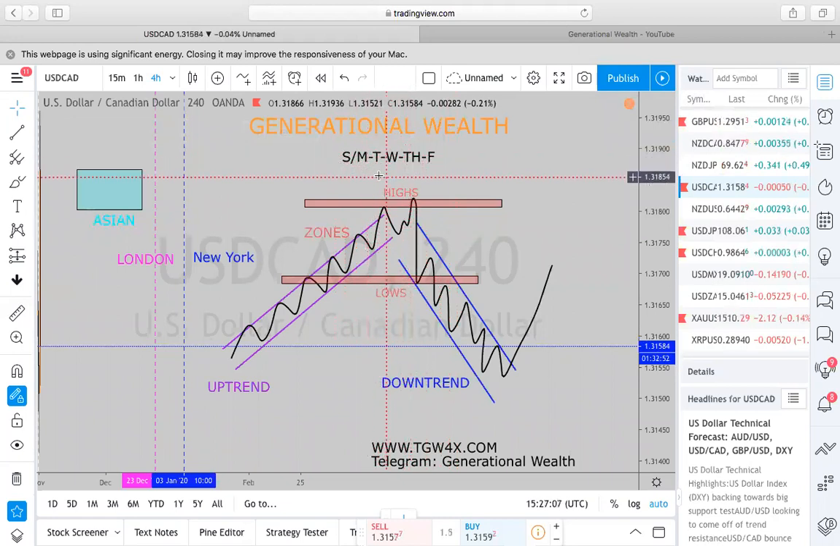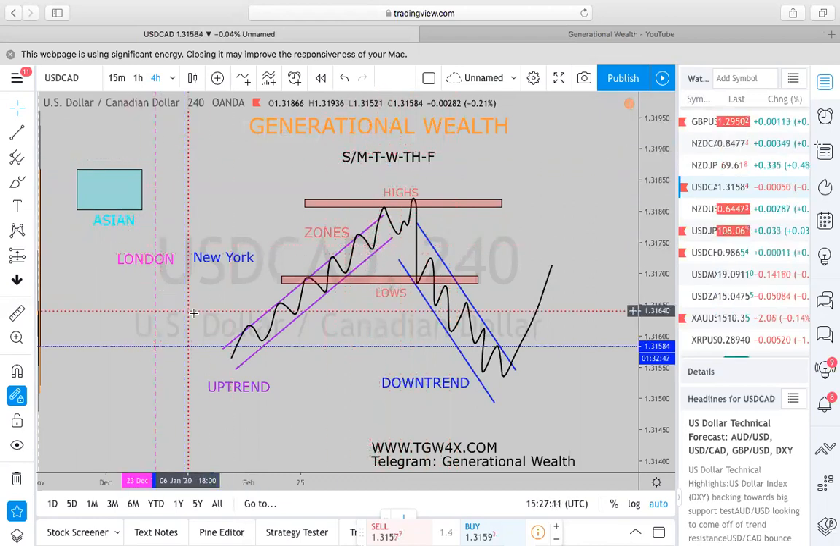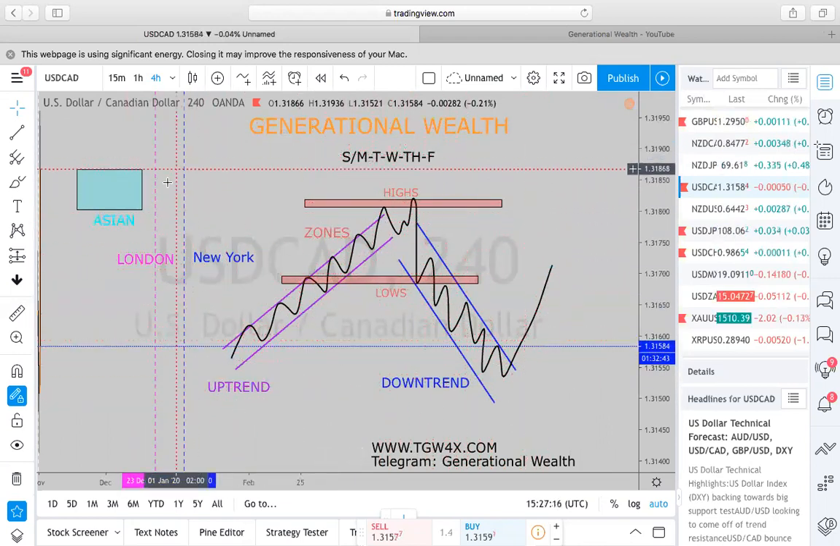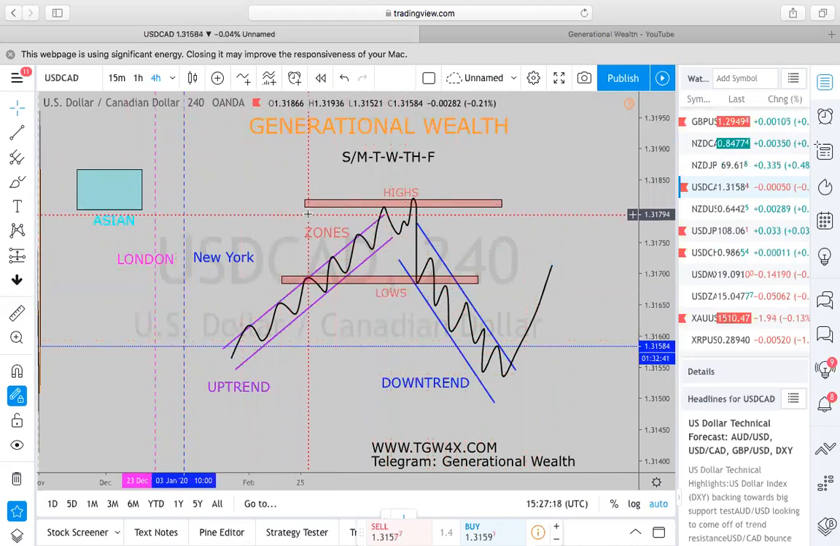So, everything you see on this chart is what you need to pretty much start charting. This is all you need. No indicators, none of that crap. You don't need it, and I'm going to show you why and how easy this is.